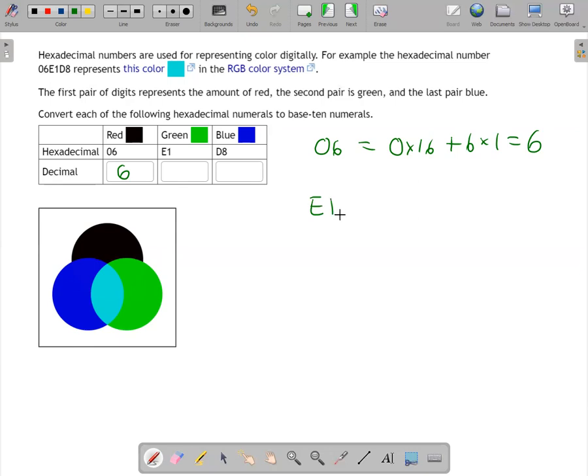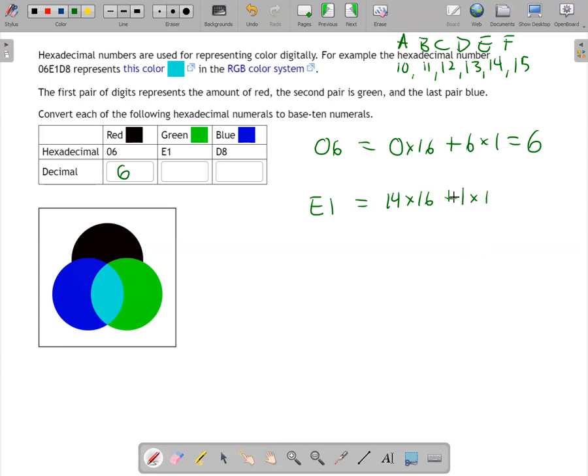For E1, I have to remember what E means. So remember, A is 10. So A, B, C, D, E, that'd be 10, 11, 12, 13, 14. E is a 14. And if you're not sure, you can write out A, B, C, D, E, F. And in hex, A is 10, B is 11, C is 12, D is 13, E is 14, and F is 15. So this means I have E, or 14 groups of 16 and 1, 1.